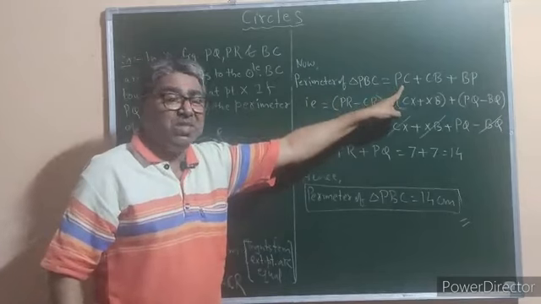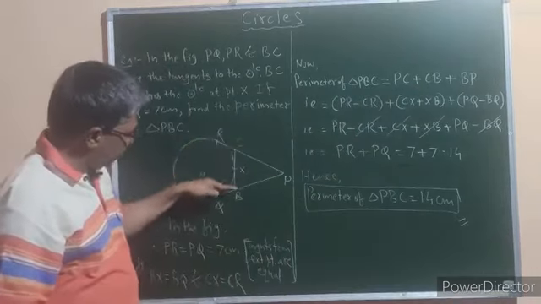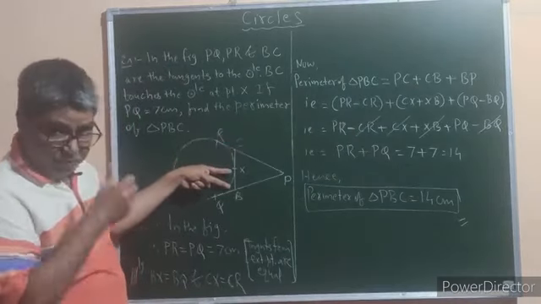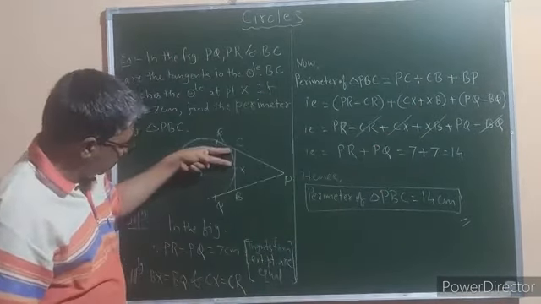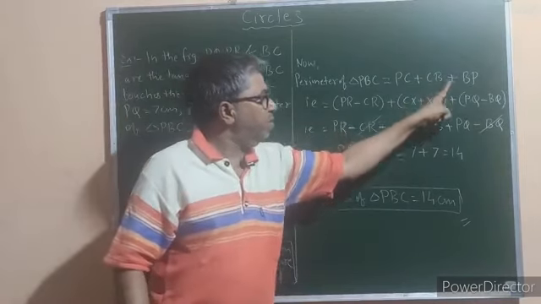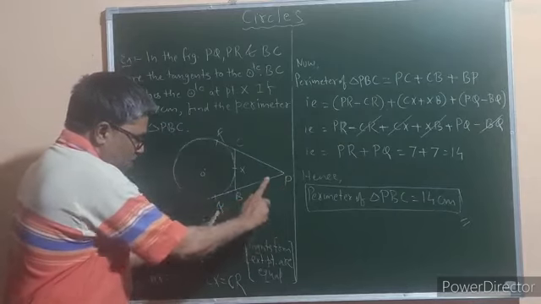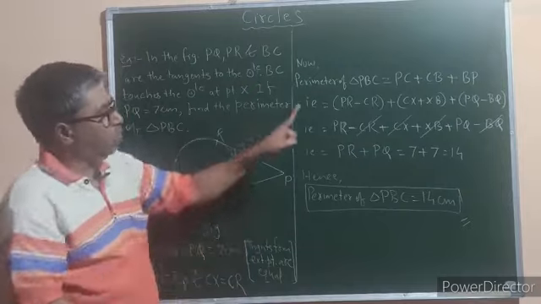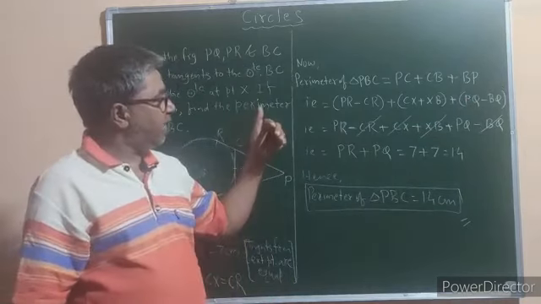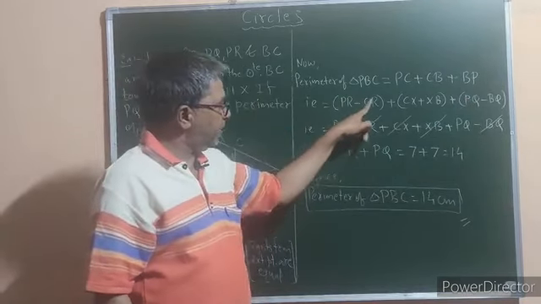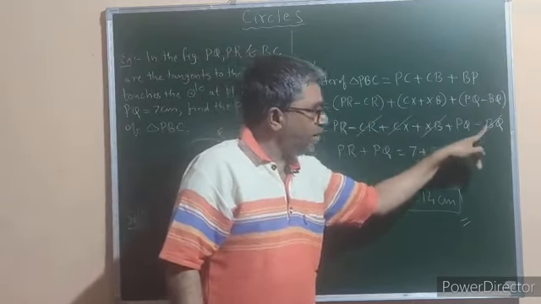So let us replace PC by PR minus CR, plus CB, which is the sum total of CX and XB. So in place of CB, let us write CX plus XB. In the same way, plus BP is nothing but PQ minus BQ. So in place of BP, write PQ minus BQ. Now in the next step, let us remove the brackets: PR minus CR plus CX plus XB plus PQ minus BQ.